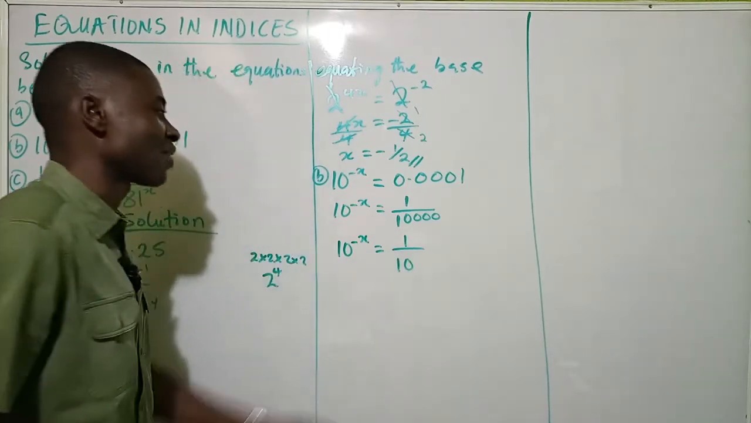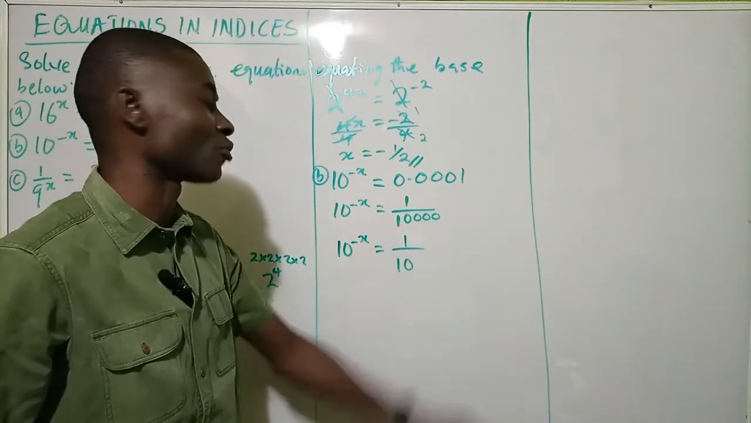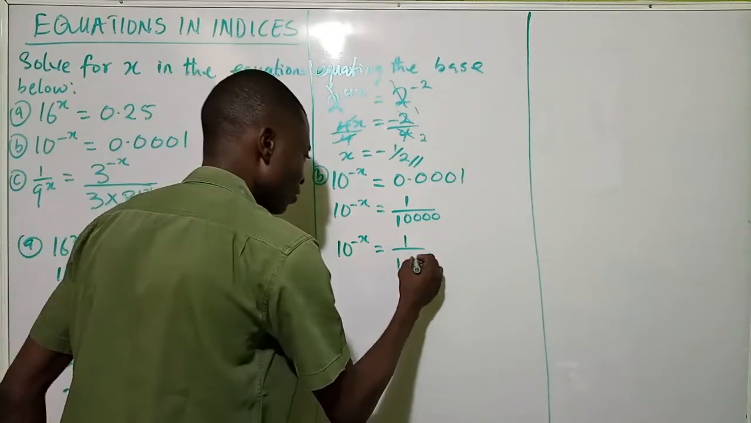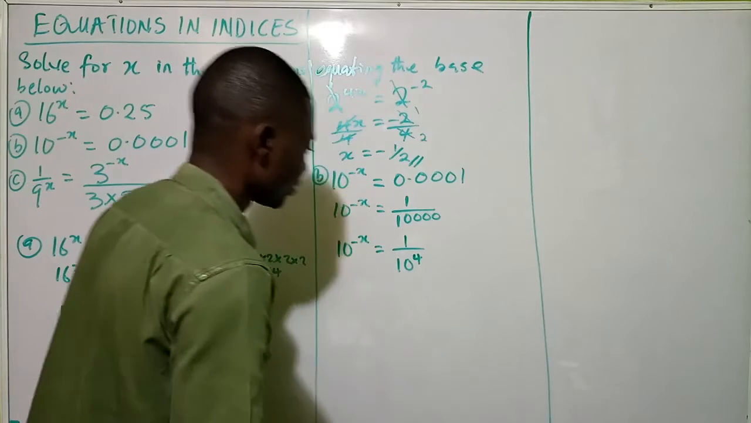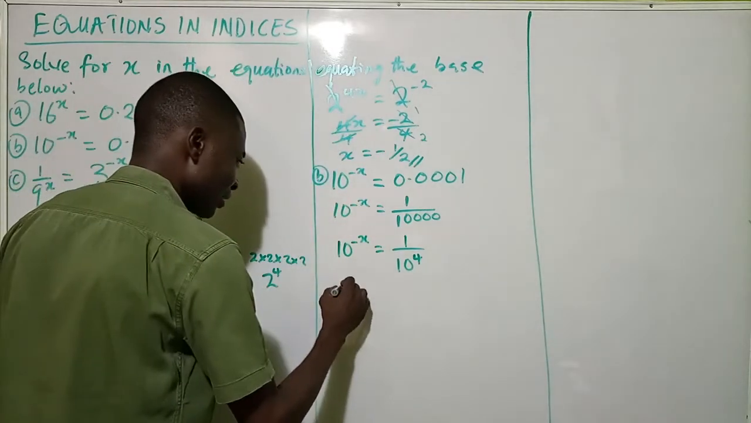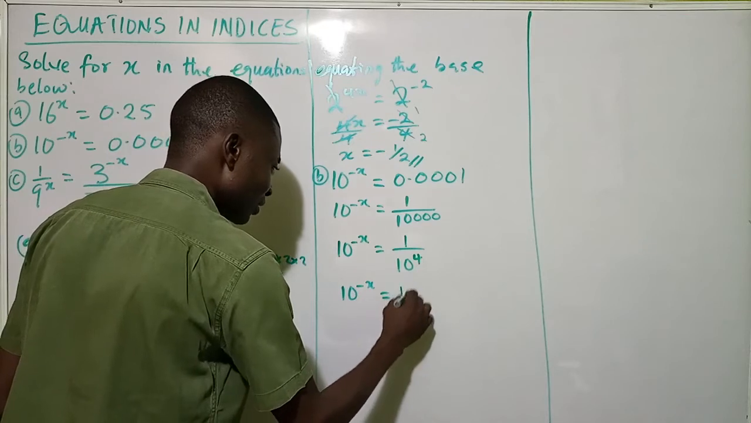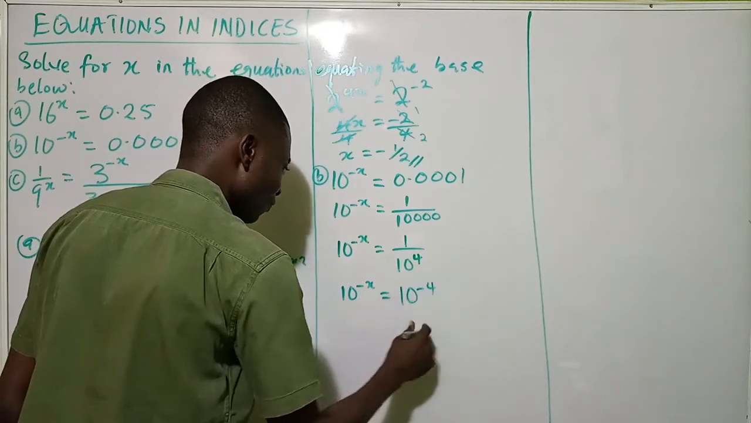Now, 10 raised to the power of 4 gives me 10,000. 1, 2, 3, 4. 10 raised to the power of what will give me 10,000? So this is saying 10 raised to the power of minus x is equal to 10 raised to the power of what? Minus 4.